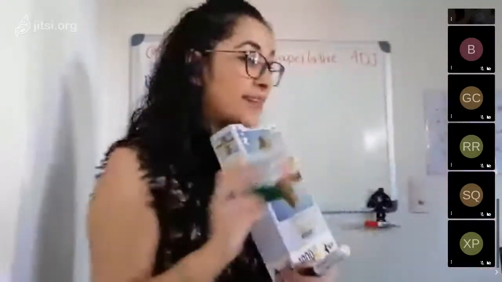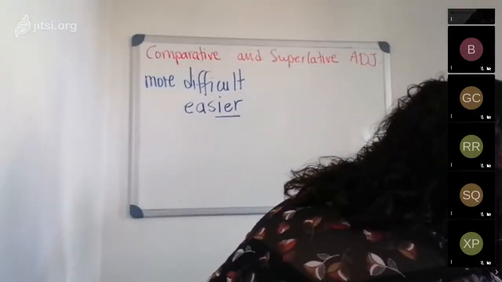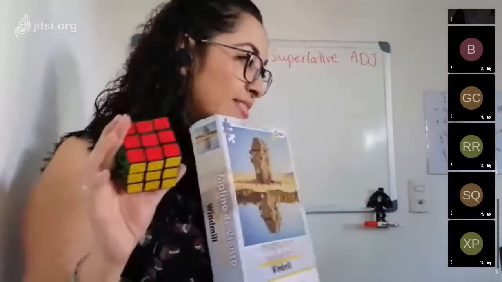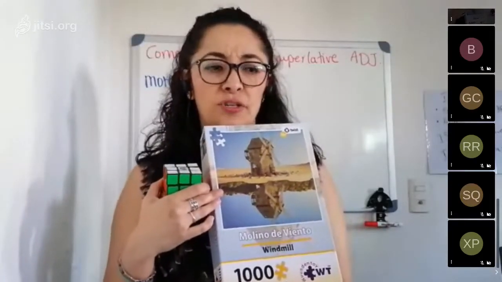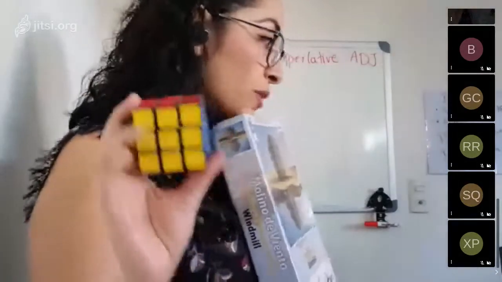Please, on the chat, write an example. And raise your hand if you want to participate orally. We have an example. Sergio says the Rubik's Cube is more difficult than the jigsaw puzzle. I'm not sure, but that's his opinion. Good.